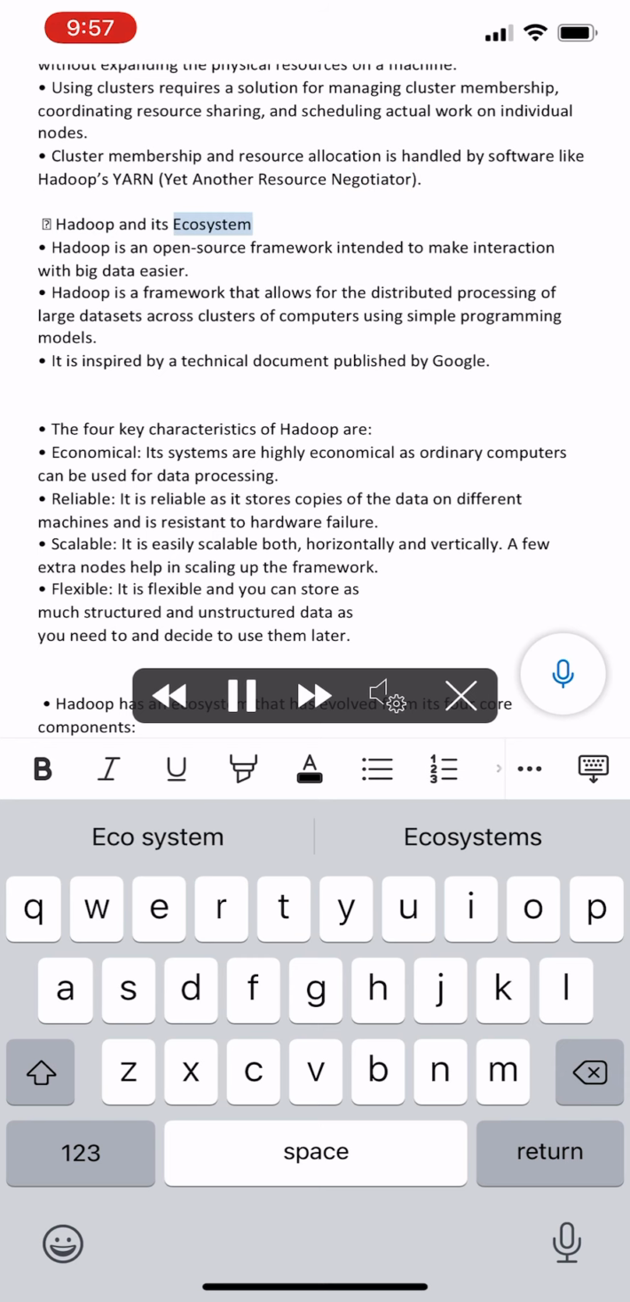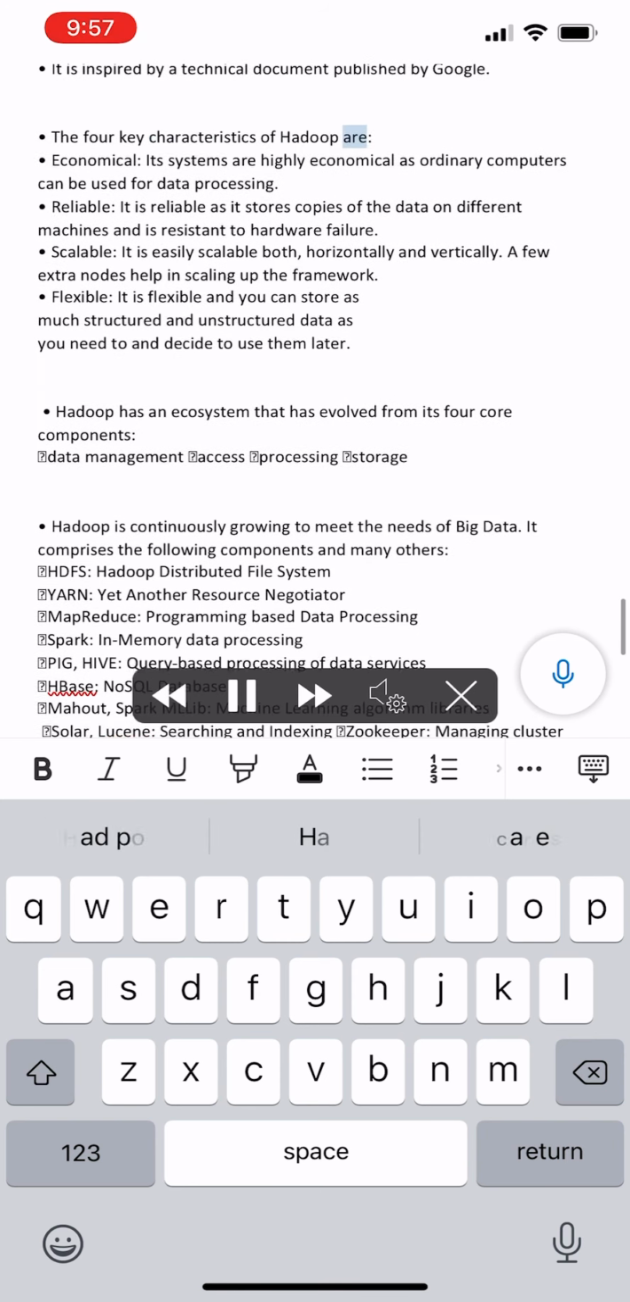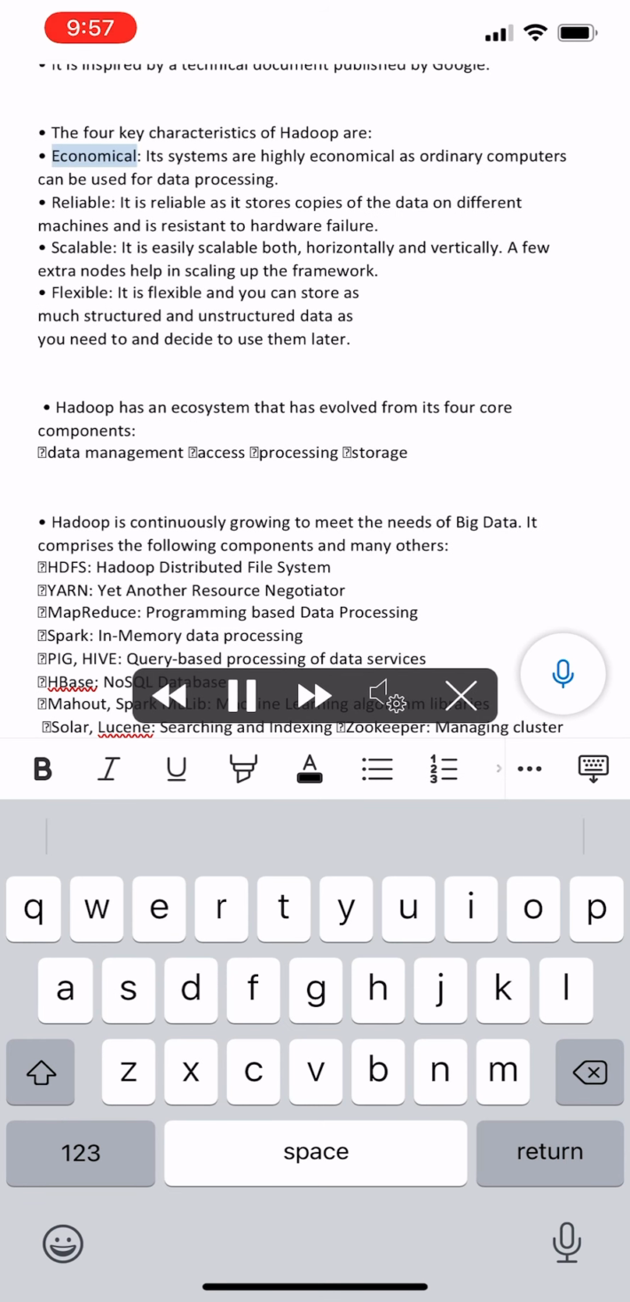Hadoop and its ecosystem. Hadoop is an open-source framework intended to make interaction with big data easier. Hadoop is a framework that allows for the distributed processing of large datasets across clusters of computers using simple programming models. It is inspired by a technical document published by Google. The 4 key characteristics of Hadoop are: Economical. Its systems are highly economical as ordinary computers can be used for data processing.